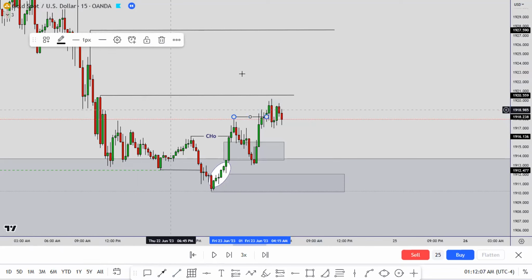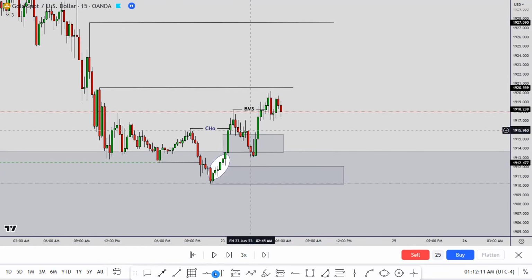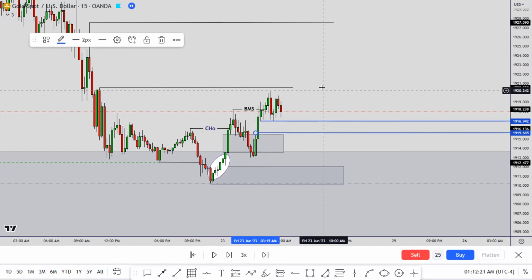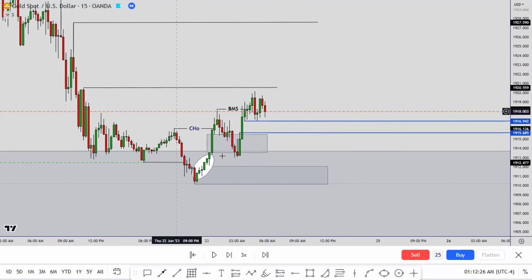Break of market structure, and you can see again price created this imbalance here. We created another imbalance. This one. You see that? So price actually respected the fair value gaps and didn't respect the order blocks.